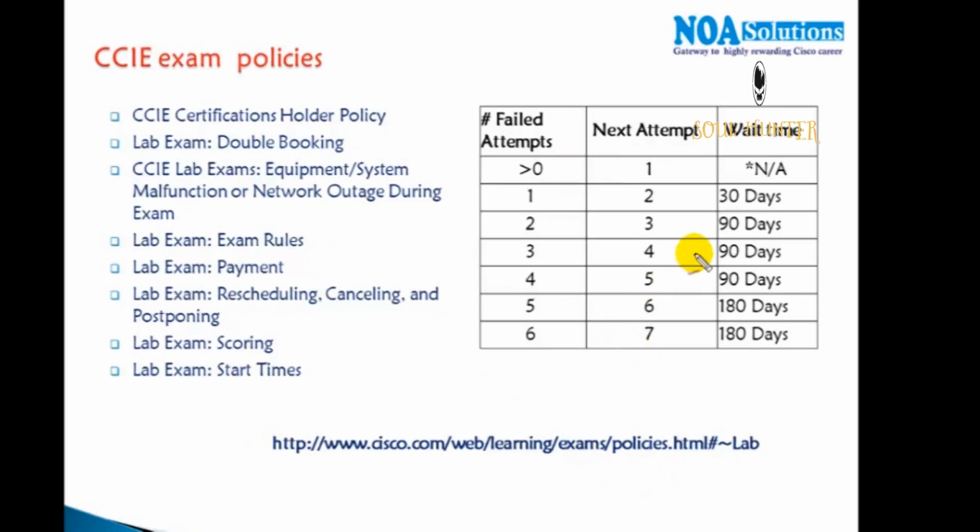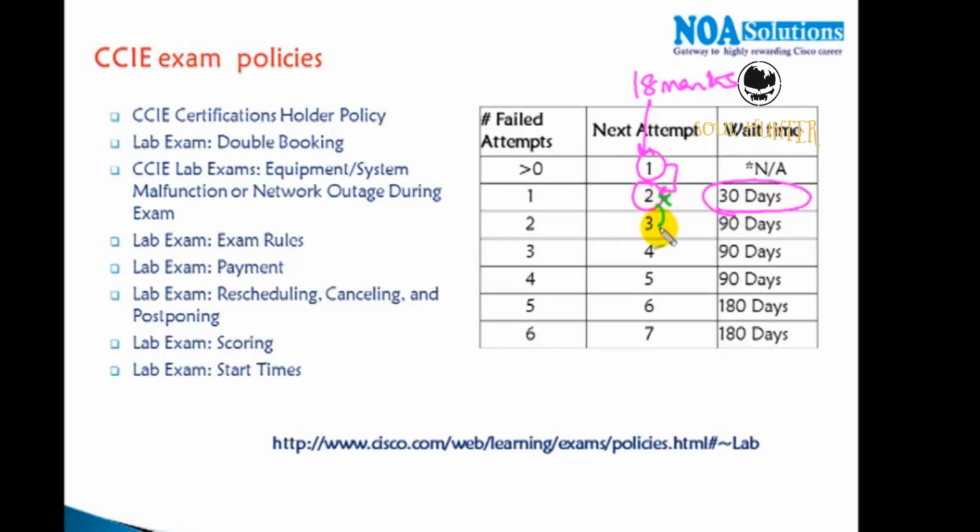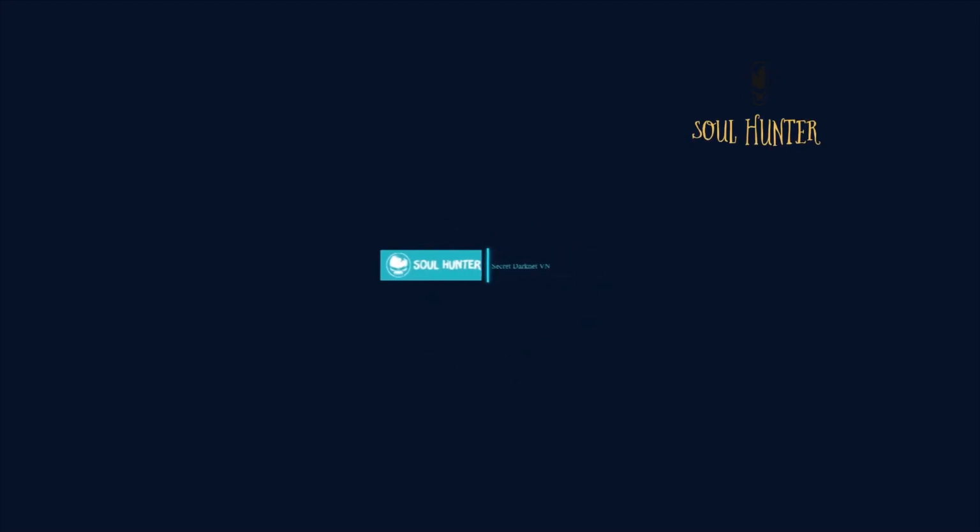Now, according to the new CCIE exam policies, your first attempt should be within 18 months from the date you write your written exam. For the next attempt, in case you do not clear, there should be a minimum gap of 30 days between your first and second attempt. And if you don't clear on the second attempt, the gap will be more: you can only book your third attempt after a 90 day gap.